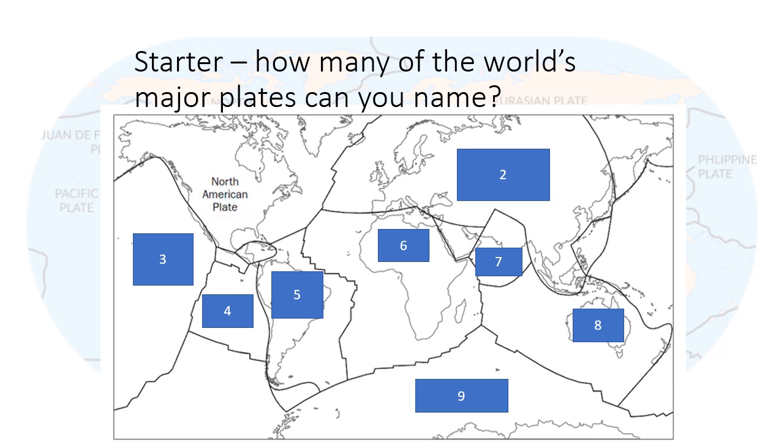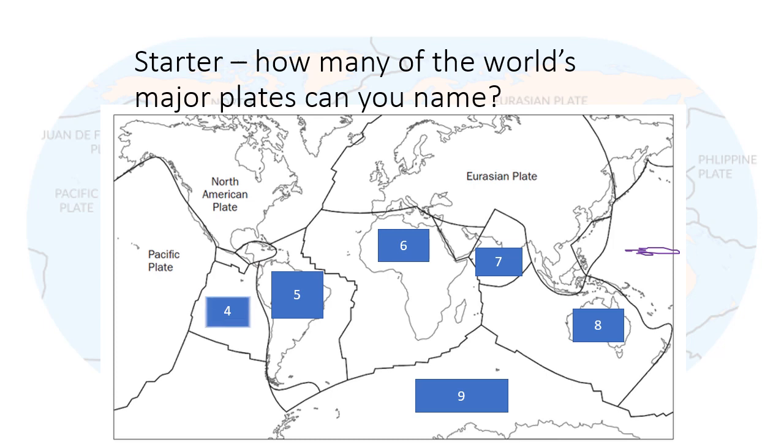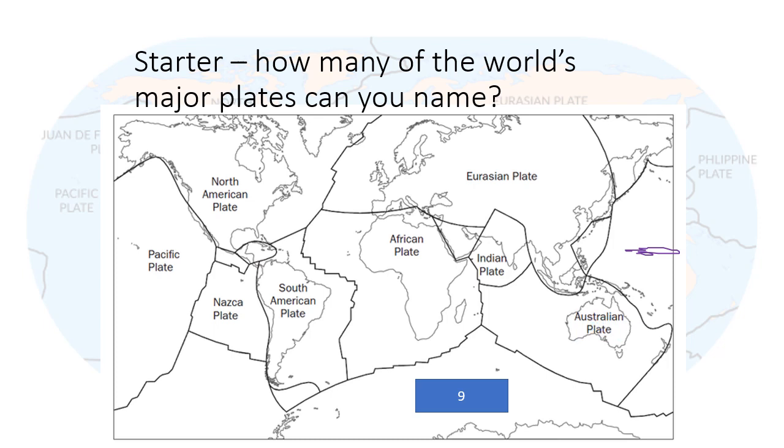So the first one, the North American plate. Second one, the Eurasian plate. Third one, the Pacific plate. Look carefully because what you'll notice is that this is also the Pacific plate here. The fourth one, the Nazca plate. The fifth one, the South American plate. Sixth is African. Seventh is Indian. Eighth, the Australian. And ninth, Antarctic.